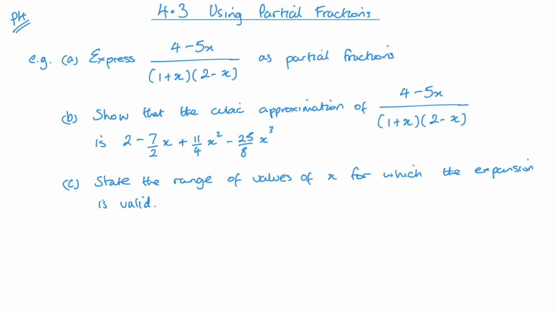So here we have a typical question. Express (4 minus 5x) over (1 plus x)(2 minus x) as partial fractions. Then we're going to expand it as far as x cubed, and then we have to state the range for which it's valid at the end. So let's start with just part A. I'm just going to make a bit of room.